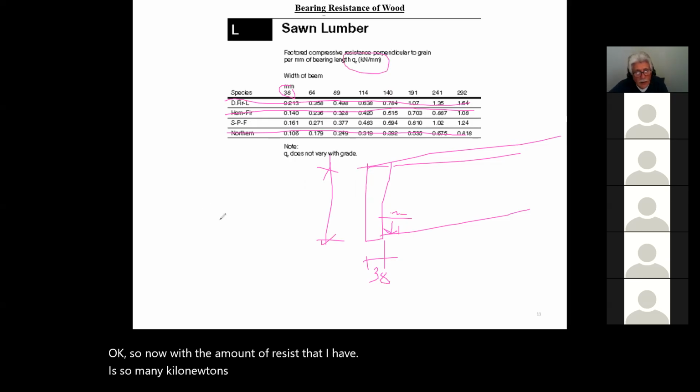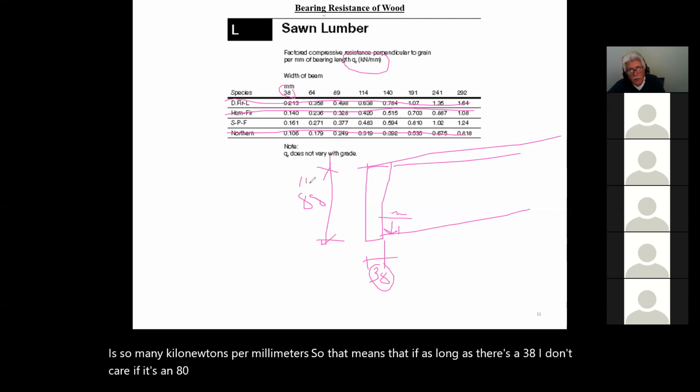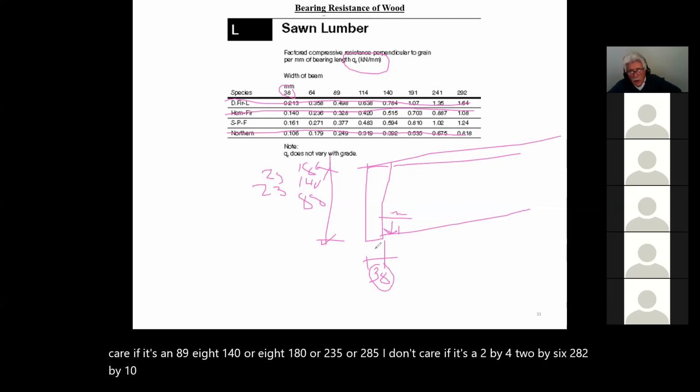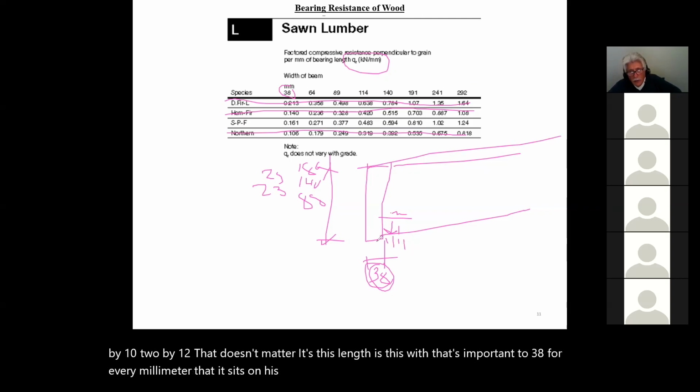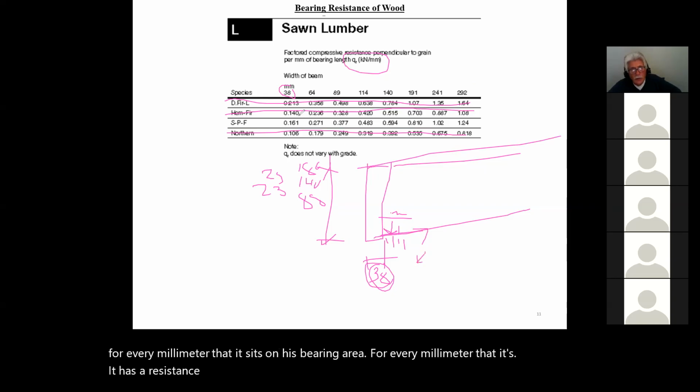So that means that as long as it's a 38, I don't care if it's an 89, a 140, a 180, 235, or 285. I don't care if it's a 2x4, 2x6, 2x8, 2x10, 2x12. That doesn't matter. It's this width that's important. It's a 38. For every millimeter that it sits on its bearing area, it has a resistance of so many kilonewtons.